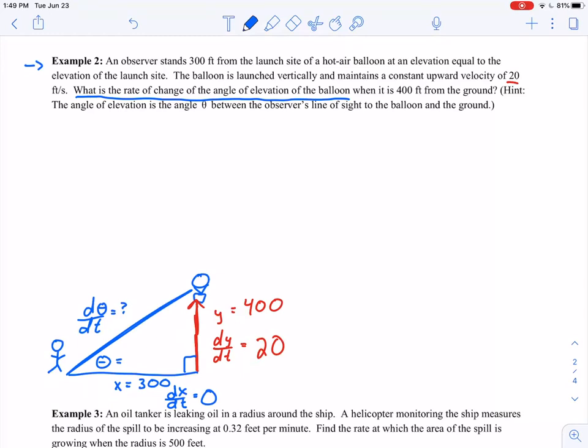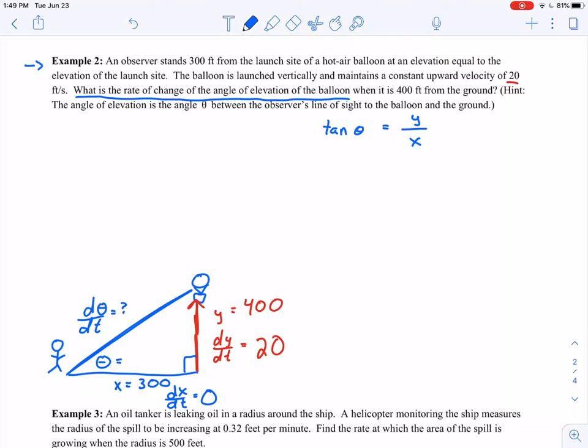Let's see. What do I want next? I want a relationship between theta, y, and x. In other words, I want a relationship between this angle, its opposite side, and its adjacent side. Angle, opposite, adjacent. I hope you are thinking what I'm thinking, and you're thinking about tangent. I know that tangent of theta is equal to its opposite side, which is y, over its adjacent side, x.